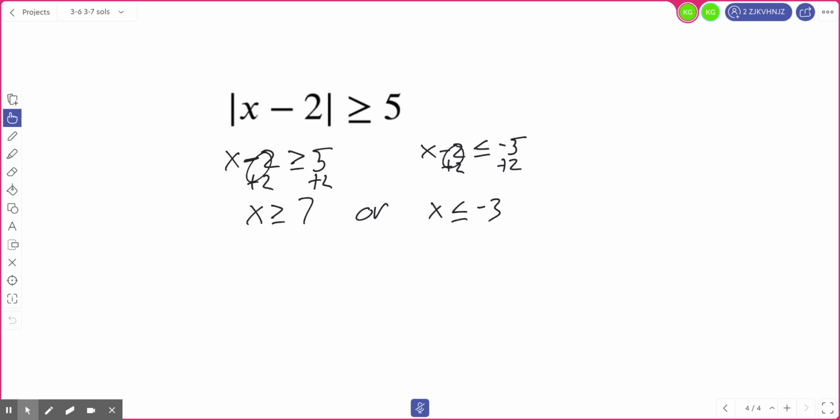On a number line, that would look like 7, filled in circle, any number bigger than 7. Negative 3, I'll put 0 in the middle for fun. Also a filled in circle at negative 3, and any number over there less than negative 3. So our solutions are x is greater than or equal to 7, or x is less than or equal to negative 3.